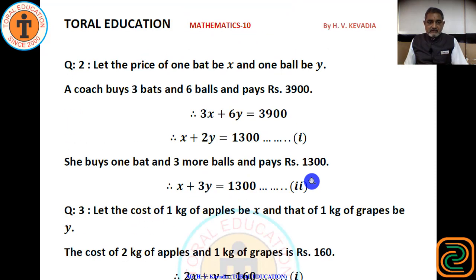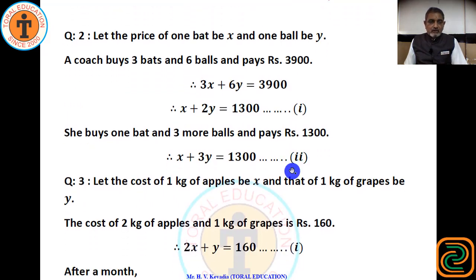Now we'll take question number 2. The coach of a cricket team buys 3 bats and 6 balls for rupees 3900. Later she buys another bat and 3 more balls of the same kind for rupees 1300. Represent this situation algebraically and geometrically. Let the price of one bat be x and one ball be y. We will have to take price of one of each.